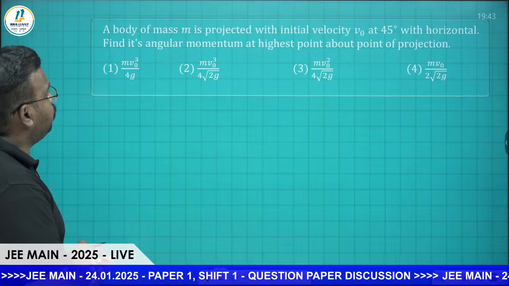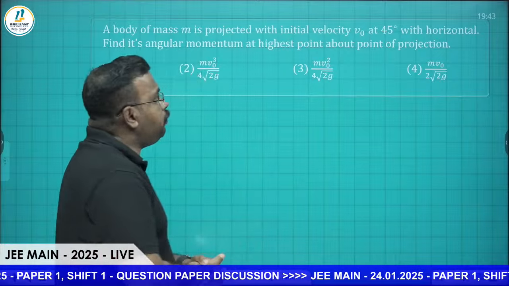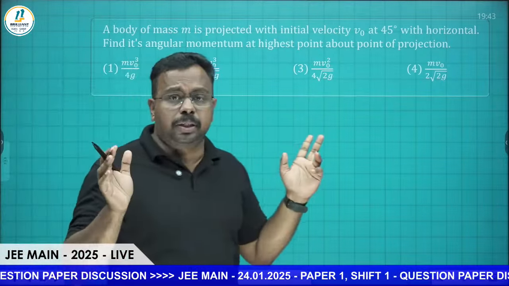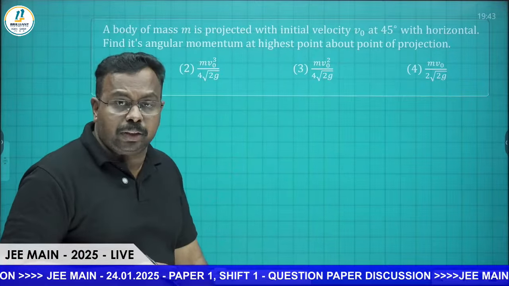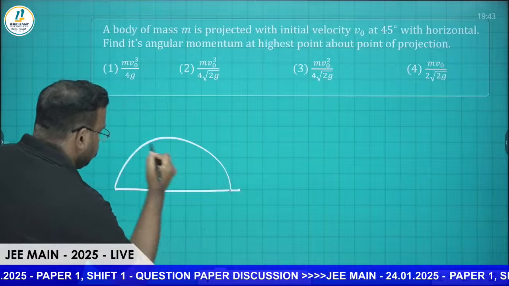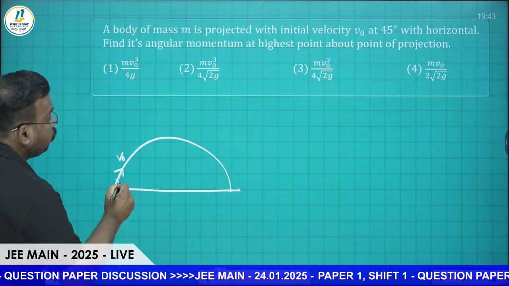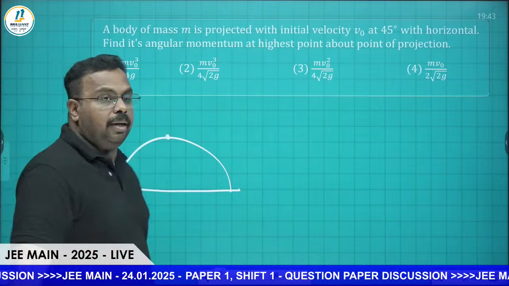A body of mass m is projected with initial velocity v0 at 45 degree with horizontal. Find its angular momentum. It's a repeating question, dear students. Angular momentum at highest point about the point of projection. So you know that in projectile motion, this will be the path of a projectile. It is projected with a velocity v naught at an angle of 45 degree. They are asking what is the angular momentum.